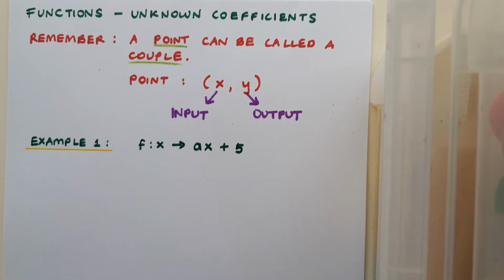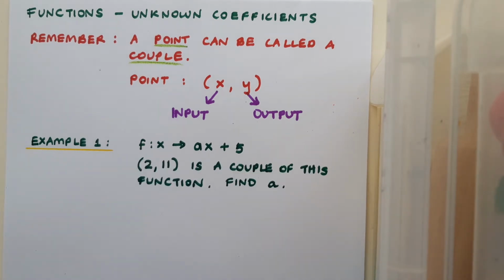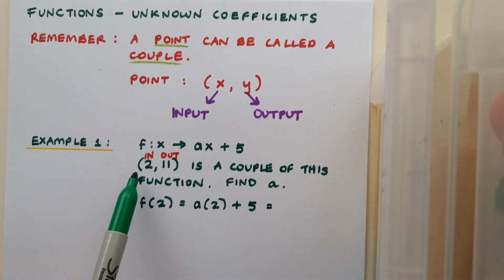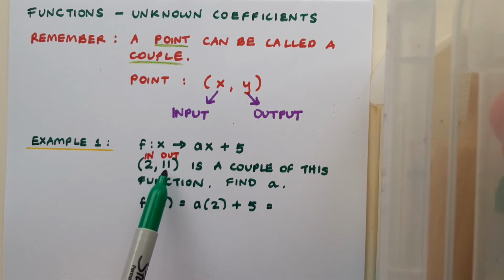We're told that f of x is ax plus 5. We're told that (2, 11) is a couple of this function, and we're asked to find a. So remember what this couple actually means. It means that if I put 2 in, I get 11 out. So let's put 2 into this function and see what that looks like. When I'm putting 2 in, I can write it as f of 2. I replace the x in the function with this number 2 in brackets. And I know, because I'm told the couple, that the output or the result must be 11.